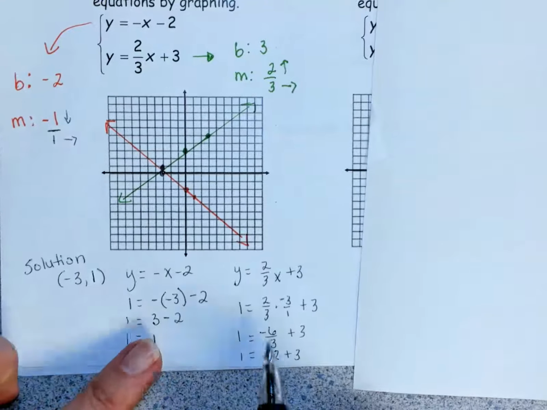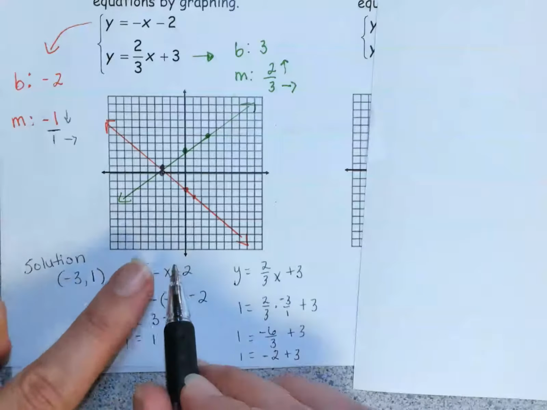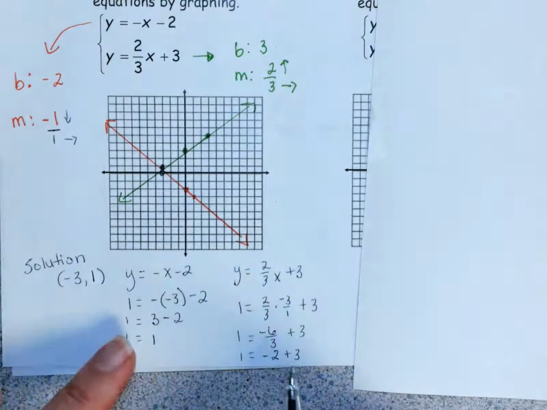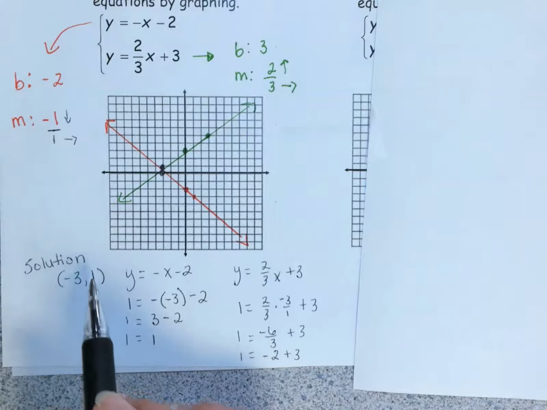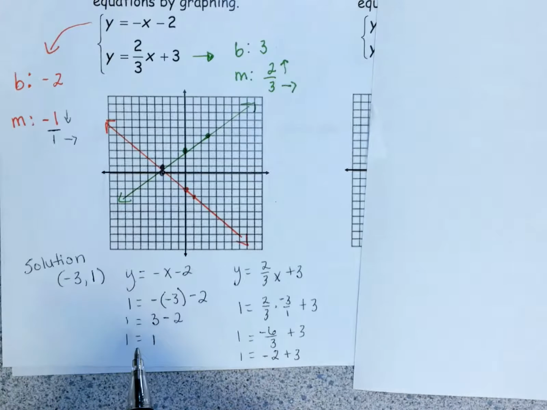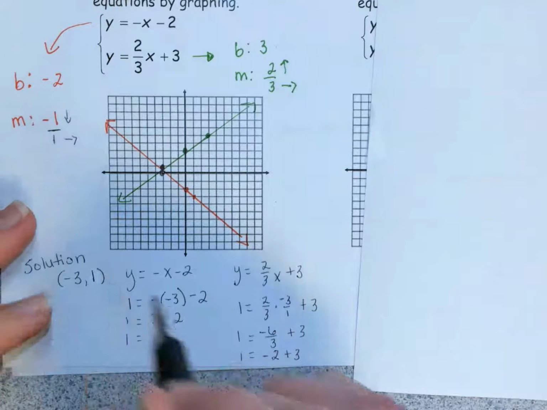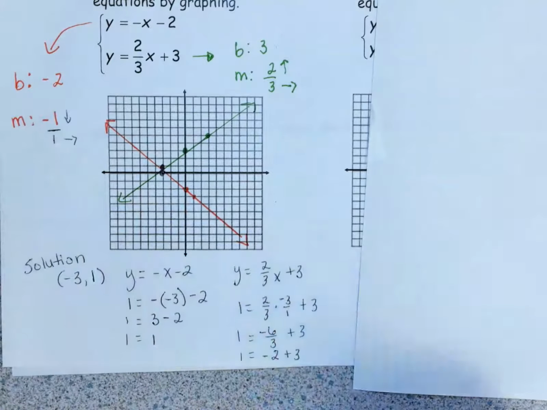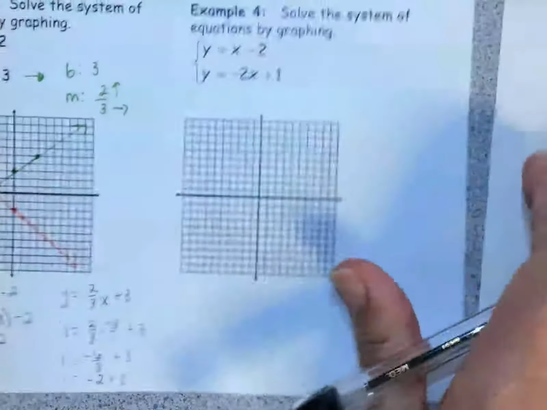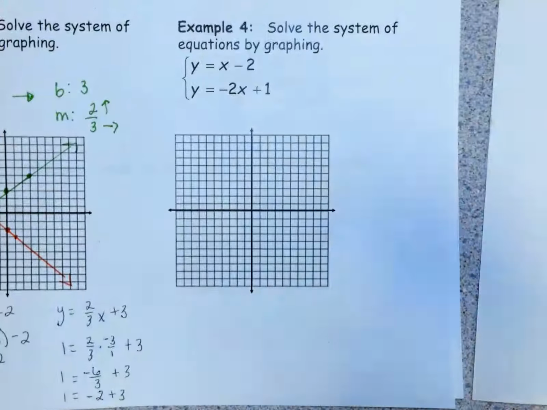So no matter if I put it into this one or this one, I get the correct answer. But if we had kept the 0, it wouldn't have worked. Each side would be different, and so you would know that is not a solution. That's how you can go back and check your work and make sure it works. So we're going to go ahead and do another one.